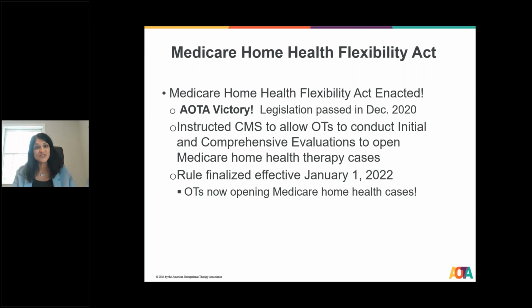That legislation made its way into the federal agency rulemaking process with a proposed rule and then a final rule coming out for being effective January 1, 2022. It was a huge victory for AOTA, and we believe our fellow colleagues in home health, to be able to provide that flexibility to allow occupational therapists to open Medicare home health cases. Next slide.